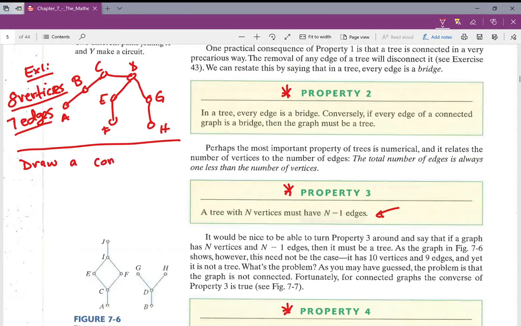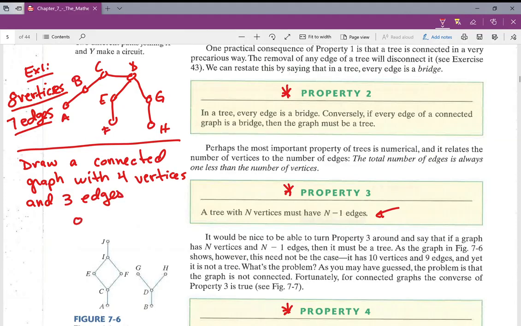Draw a connected graph with 4 vertices and 3 edges. Once you say it has to be connected, now I have 4 vertices and 3 edges, it must be a tree. And we've encountered this in previous classes.